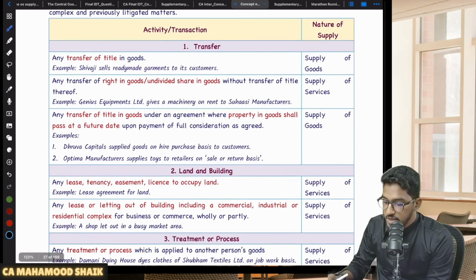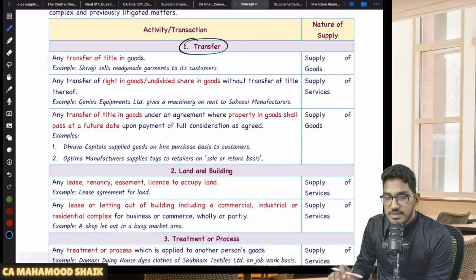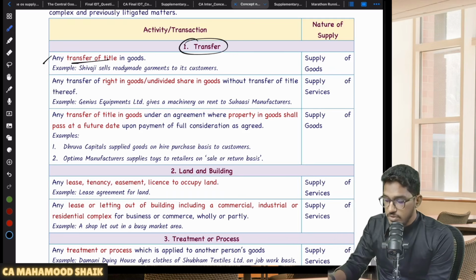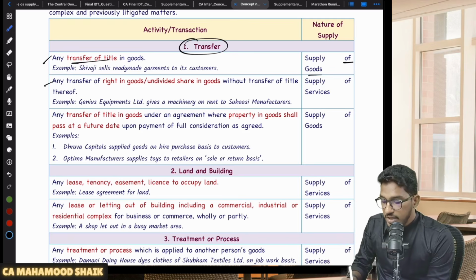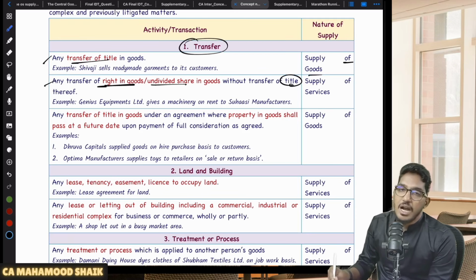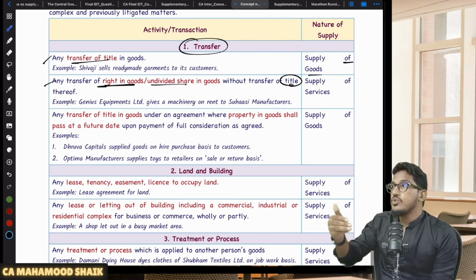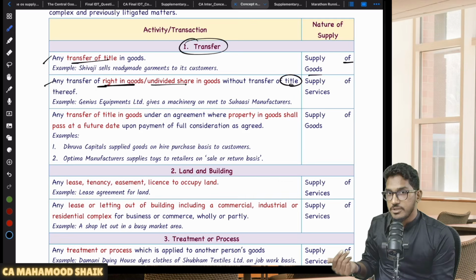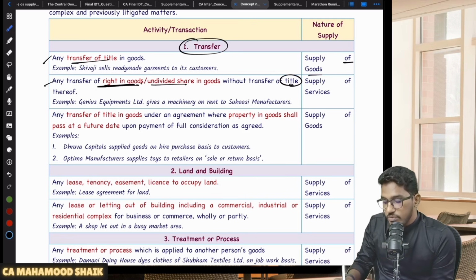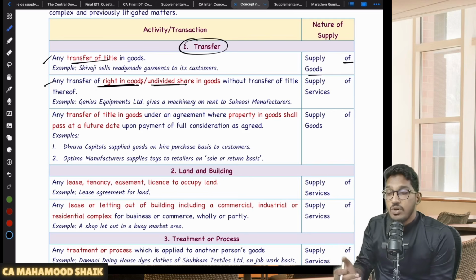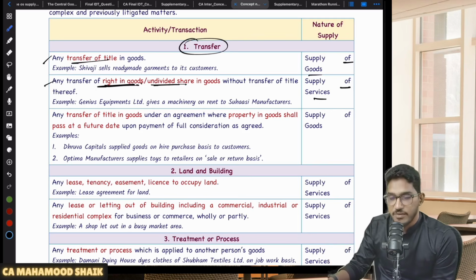Let us see what schedule 2 says. Schedule 2 says that if there is a transfer involved in the transaction, if you are transferring the title, if you are transferring the ownership in the goods, it is always treated as supply of goods. On the other hand, if you are not transferring the property or the ownership, but just transferring the right in goods or undivided share in goods, let us say, for example, I have a car. I am not transferring the ownership. The right in the car I am transferring. That means I am giving another person the right to use that car for 1 or 2 days in return for consideration. So if there is only a transfer of right in goods or undivided share in goods without any transfer of title, ownership is not getting transferred, just right in goods or undivided share in goods is getting transferred, you treat that as supply of services.